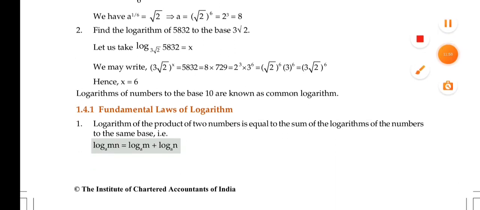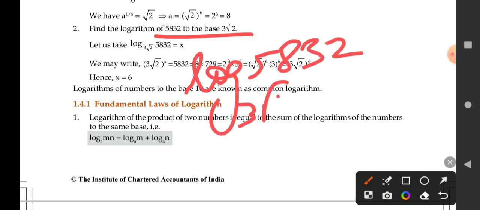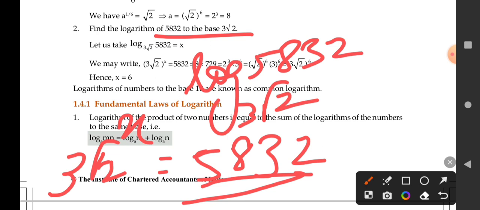Find the logarithm of 5832 to the base 3 root 2. How will you write it? 3 root 2 to the power x is equal to 5832. So on your calculator, you press 2, then square root, then multiply by 3, then equals, until you get 5832, and count the number of times you have pressed equals. You will get the answer as 5 plus 1 for the first time, which is equal to 6.